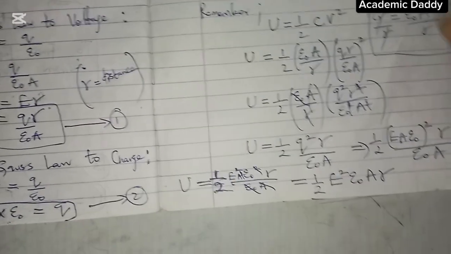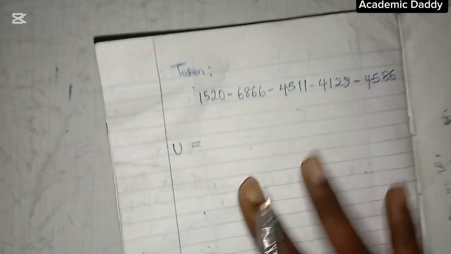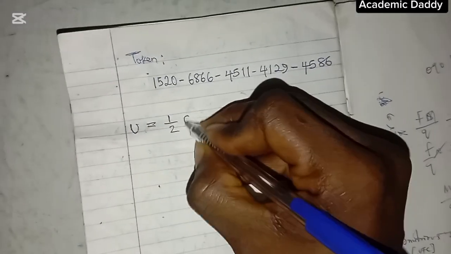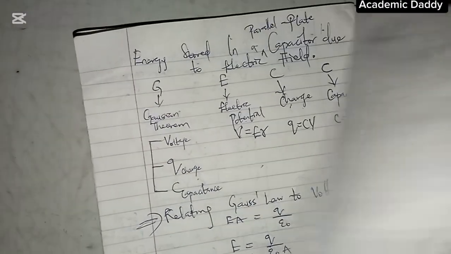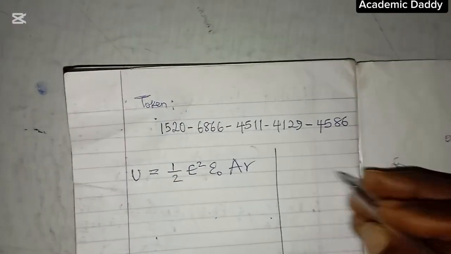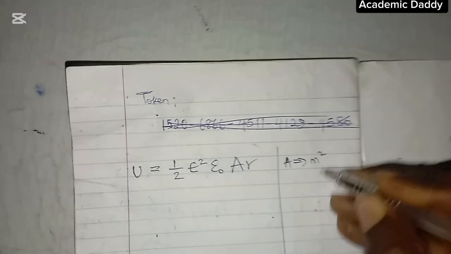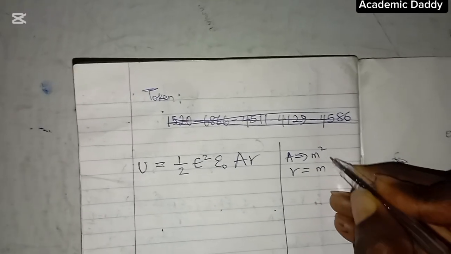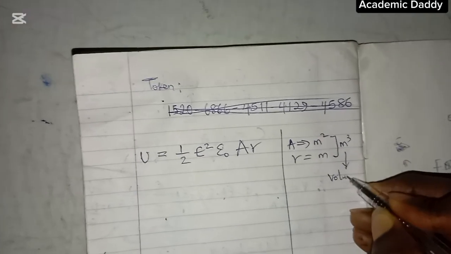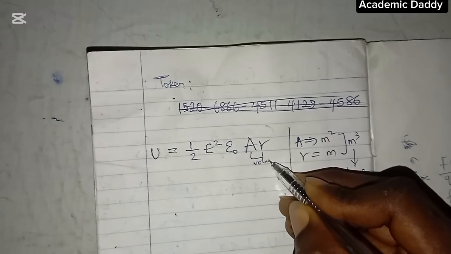So let me write it this way. U is equal to half E squared ε₀AR. But notice something: A is area, and area is in meter squared. R is meter. By the time you do meter squared times meter, it is meter cubed, and meter cubed is volume. That means that everything I have here, this is volume.